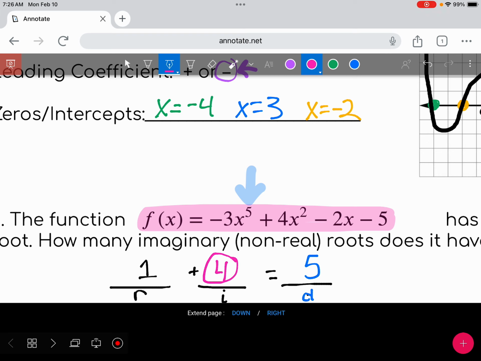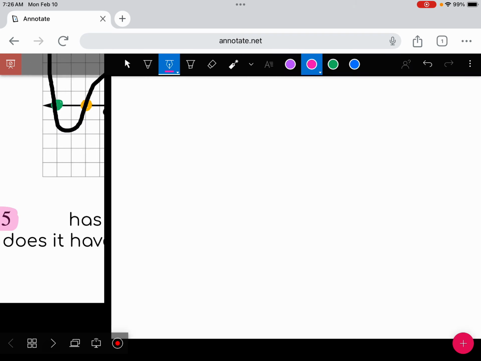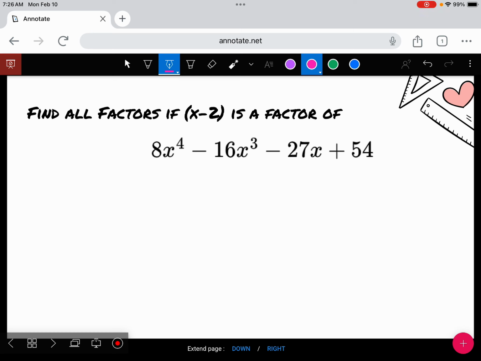All right. I want to do another one of our find-all-possible-factors kind of guys, and then we'll talk through the vibe of this week. So I'm going to give you a factor. We know x minus 2 is a factor of this, and we're asked to find all the others.